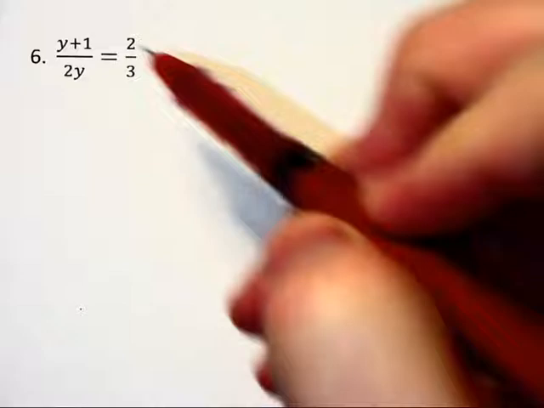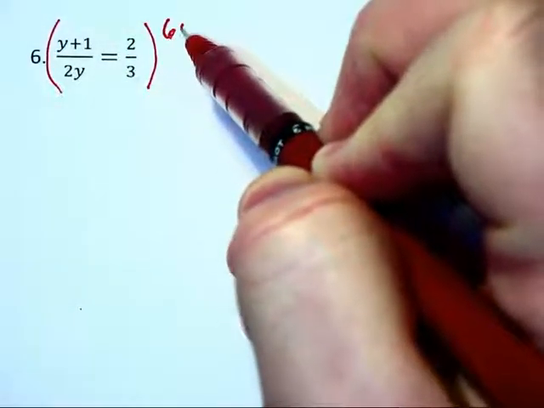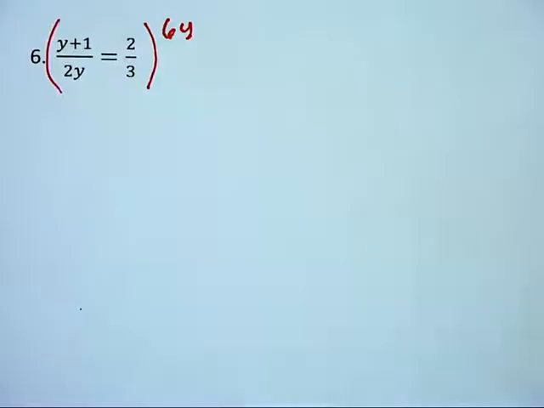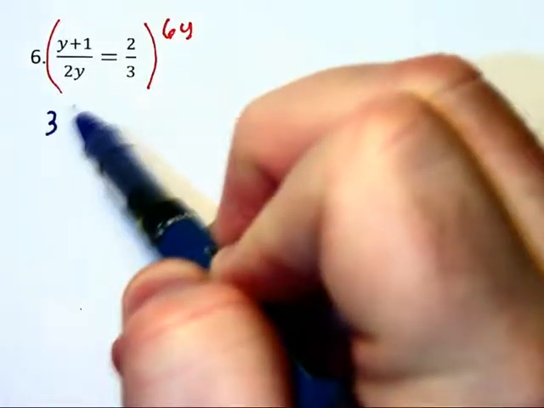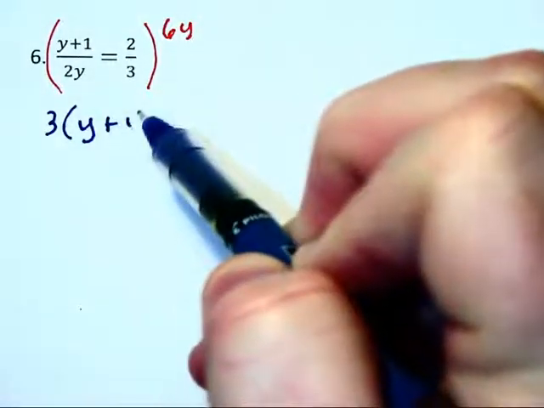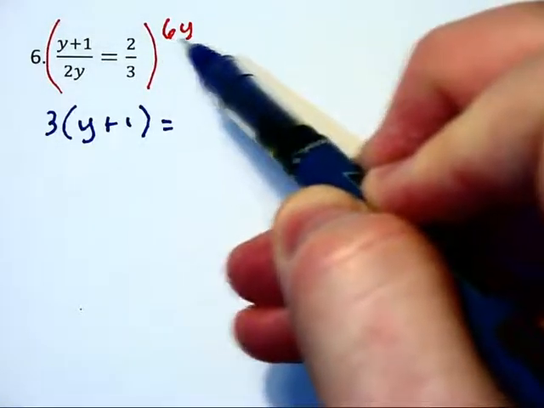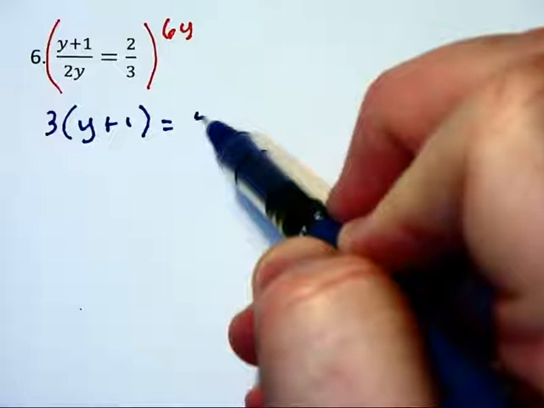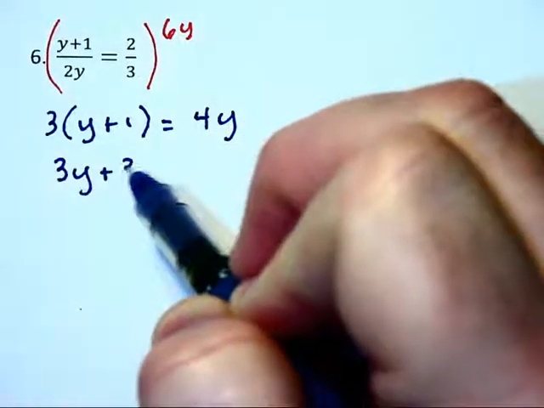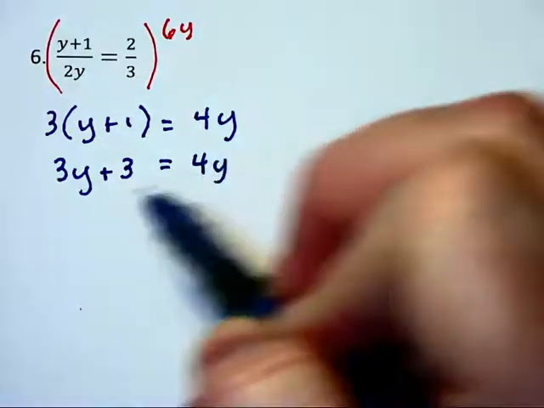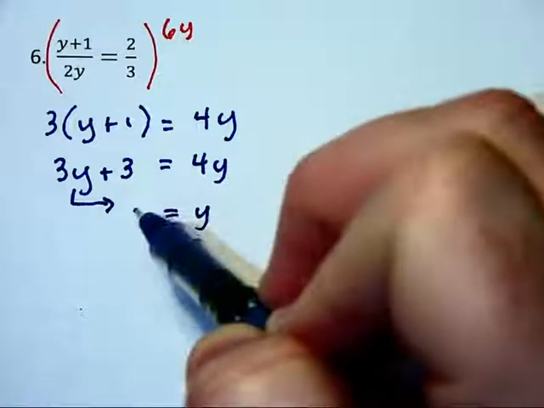Let's solve this rational equation by multiplying through by the least common denominator, which is 6y. On the left, 2y cancels with 6y, leaving 3, which we then multiply by the y plus 1 that's up there in the top left already. On the right, the 3 cancels with the 6, leaving 2y times 2, making 4y. Distributing on the left, we have 3y plus 3 is equal to 4y, and subtracting the 3y off of each side gives us y equals 3.